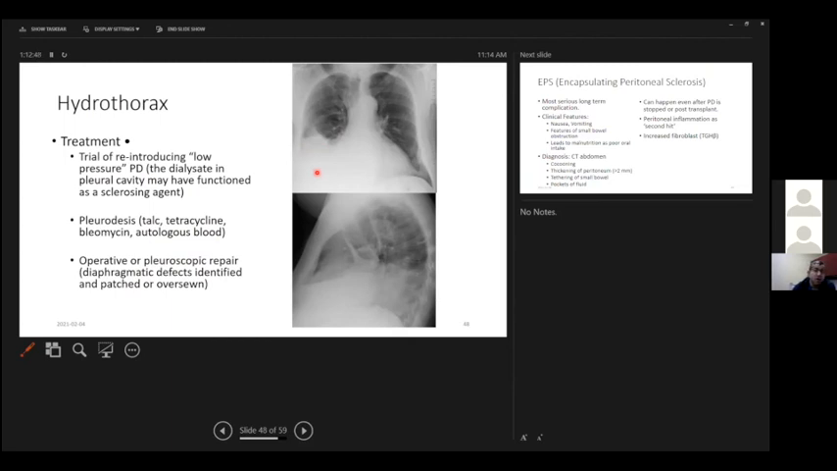Having said that, this is not the end of PD. We do have patients who had a hepatic hydrothorax, and we did the surgery with the pleurodesis, and they are on PD as well now, many years later.